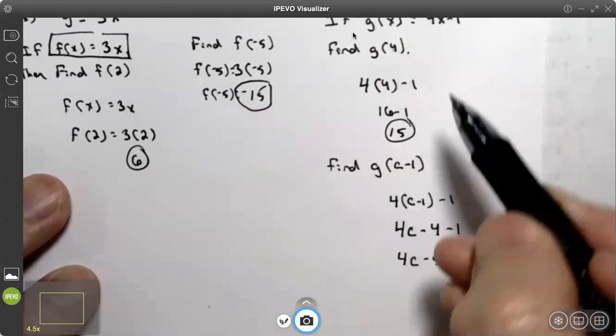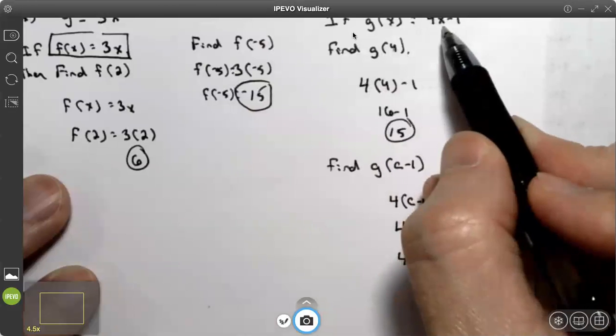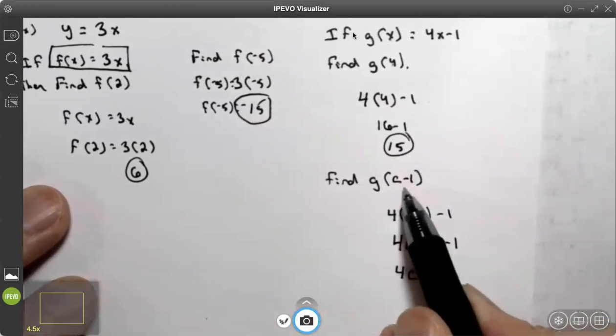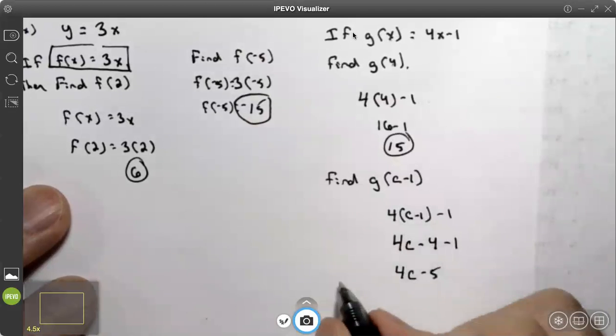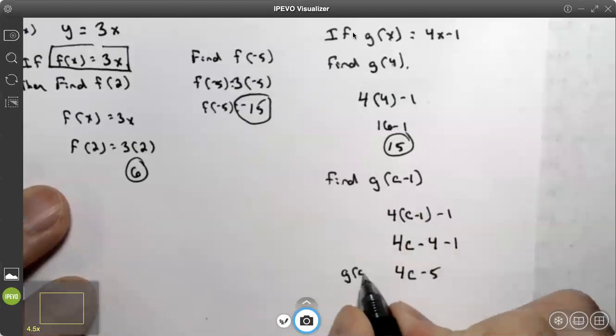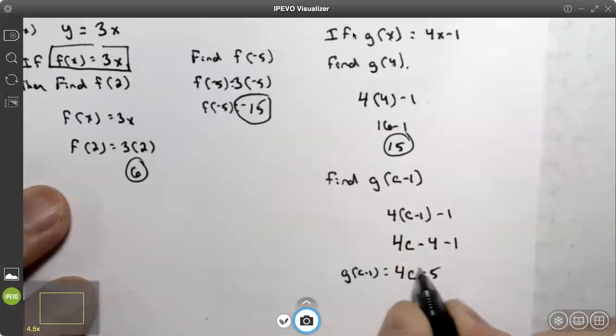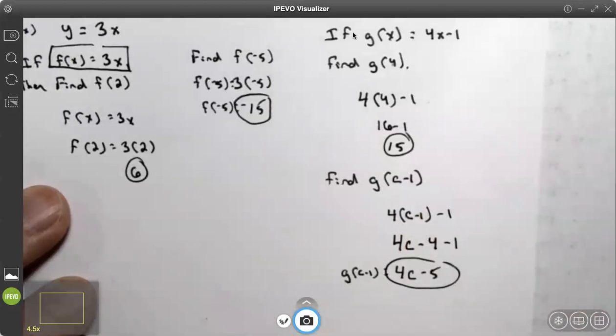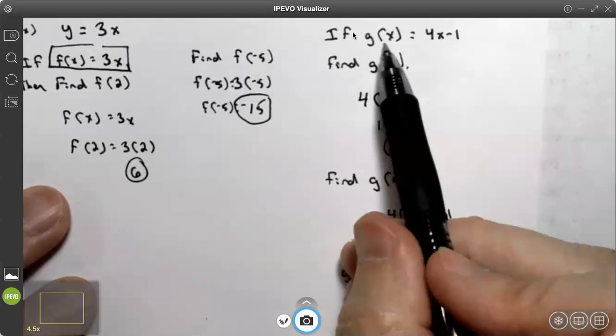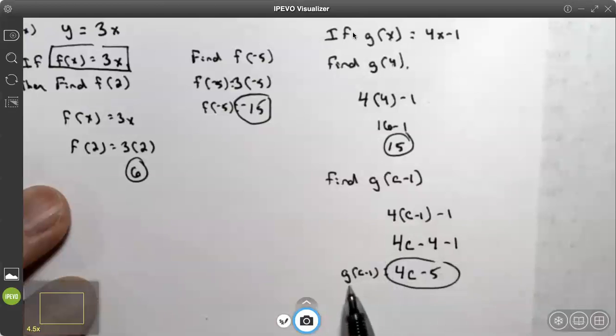So if g of x is 4x minus 1, then g of c minus 1 is, let me just write that, g of c minus 1 equals, and you don't have to write this part, just this part. If g of x is 4x minus 1, then g of c minus 1 is 4c minus 5.